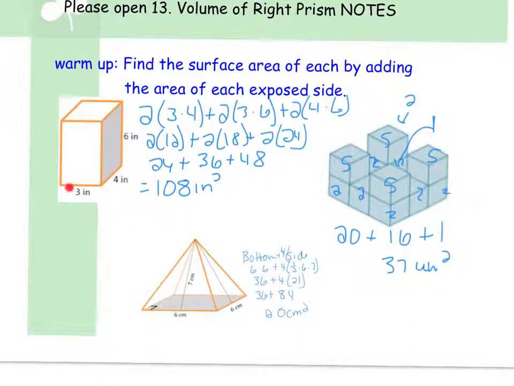So we have two sides that are 3 by 4, so the bottom and the top. We have two sides that are 3 by 6, so the front and the back. And we have two sides that are 4 by 6, so the side and this side over here. So I wrote it like this and then just simplified down to this.